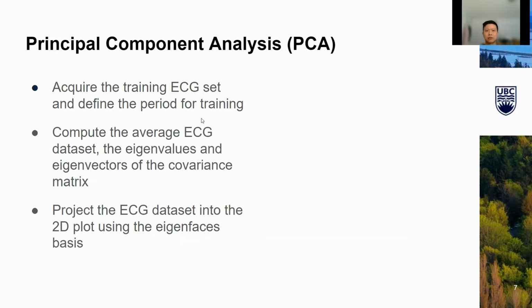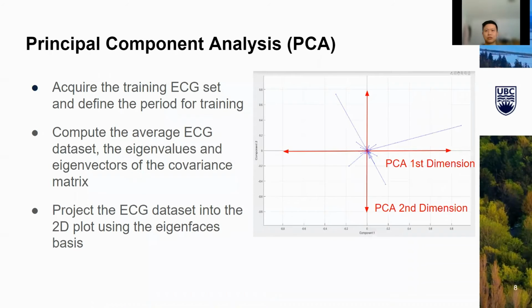Here is the key approach we are using. We compute the covariance matrix of the ECG datasets, pick the top two eigenvalues, and project the dataset into the 2D plot using the eigenfaces. It did not result in data separation into two classes. More future work will be done to achieve that.